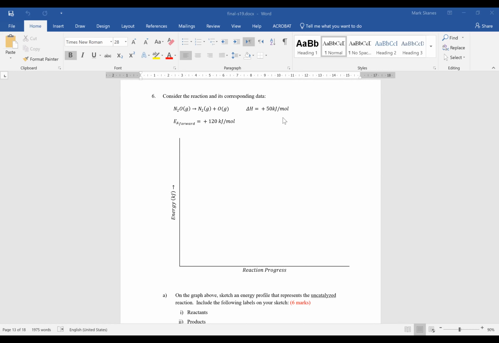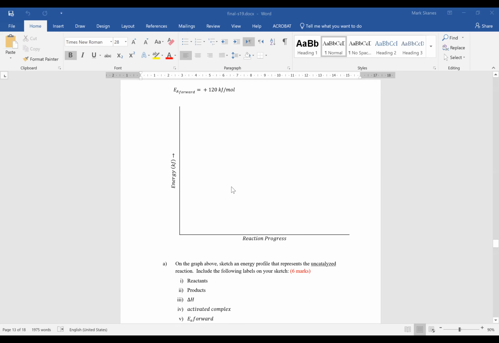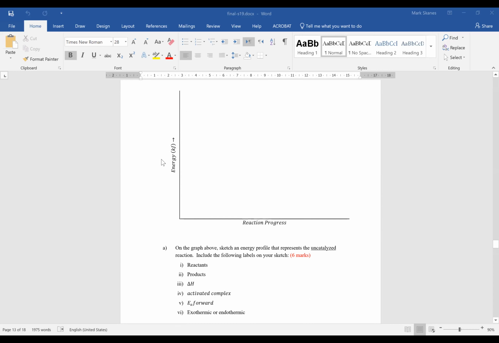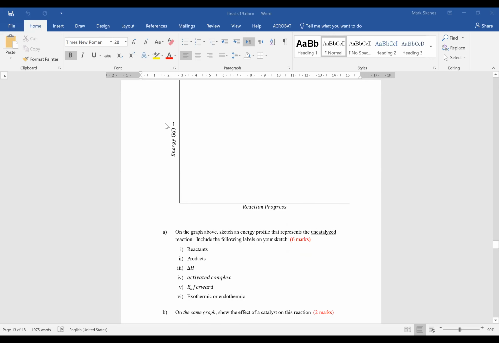So let's look at this one. The only reason I'm picking this one is because we didn't actually do this in the tutorial the other night, and this is a good practice one. On the graph above, sketch an energy profile that represents the uncatalyzed reaction. Include the following labels on your sketch. I want you to show me reactants, products, enthalpy, activated complex, the activation energy, and tell me if it's endothermic or exothermic. And then part B says, show the effect of a catalyst.